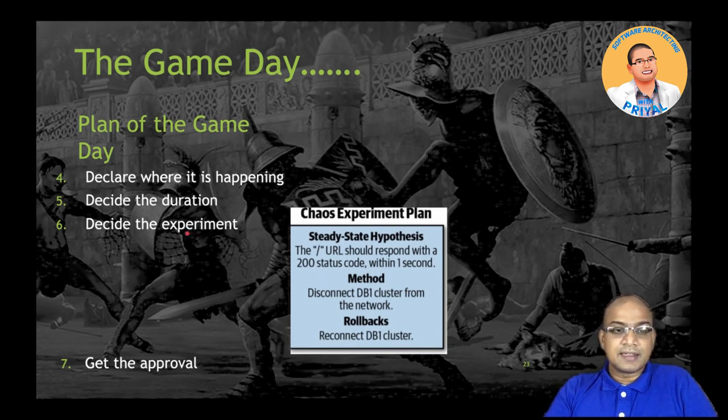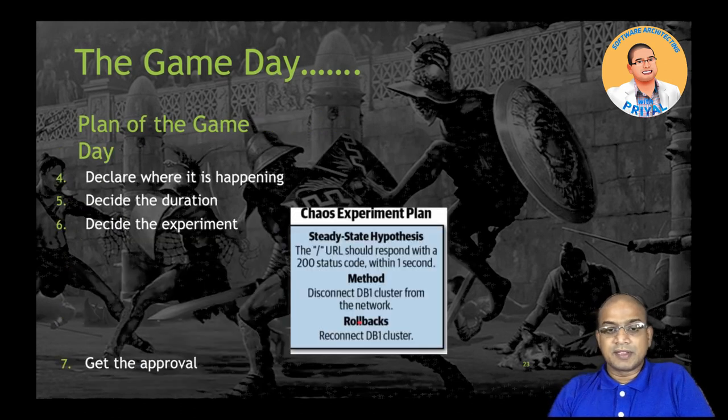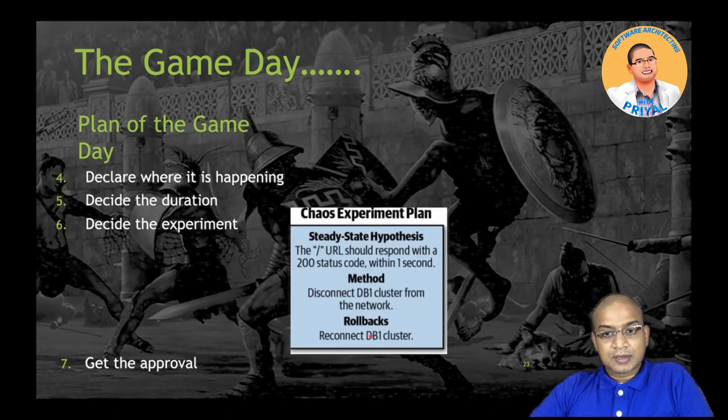And then you need to decide the experiment as well. This is an example of a chaos experiment plan. The steady state hypothesis, according to this example, is that the root URL responds with a 200 status code within 1 second. And this is the method that you are going to test using chaos engineering: disconnect the DB cluster from the network and test this. And then the rollback is to reconnect the DB, because it is better that you define the rollbacks as well. Then the team would know what to do if anything goes bad.